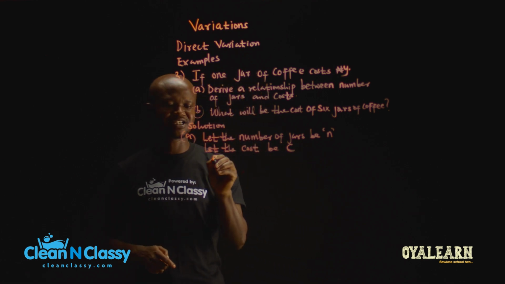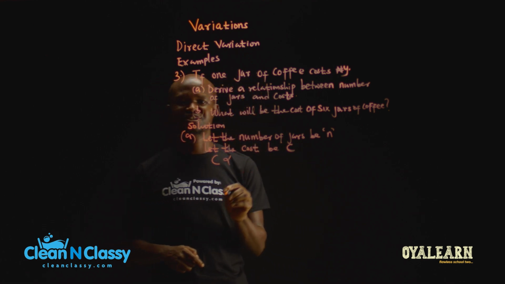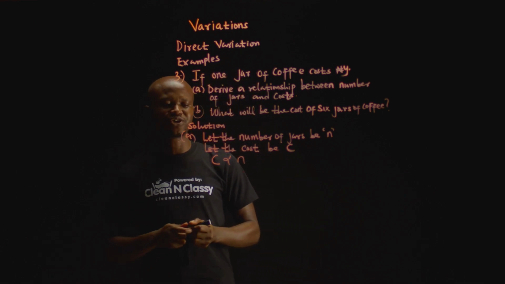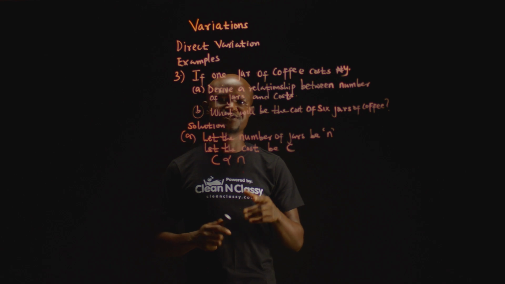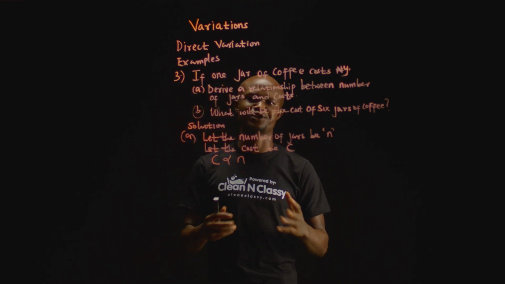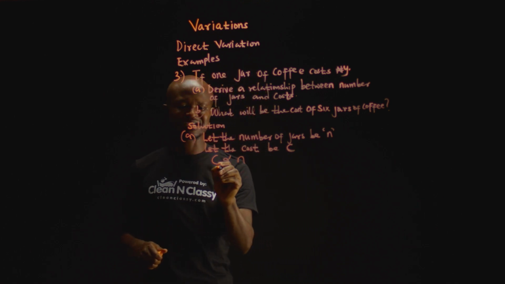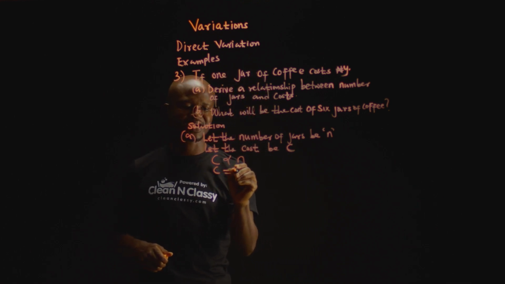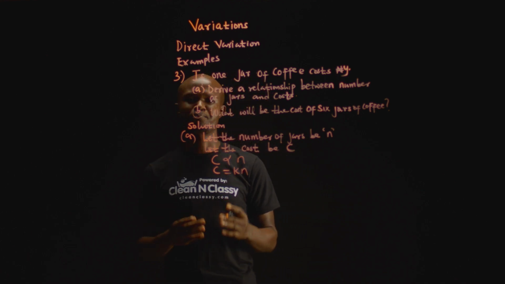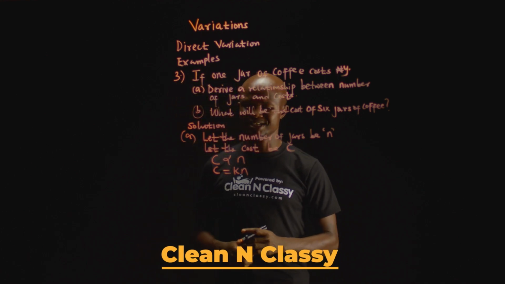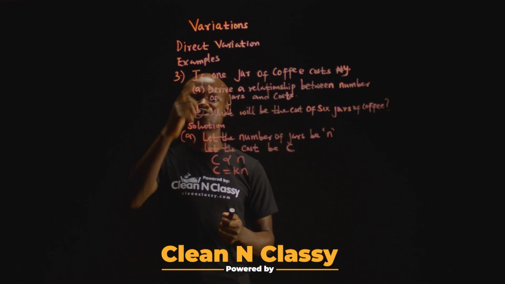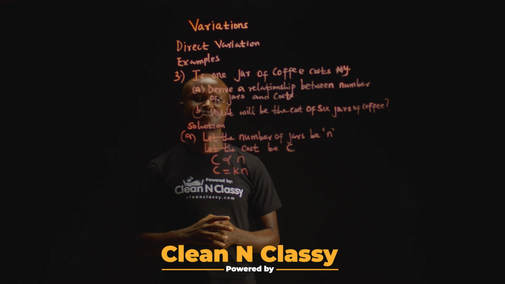Now it means that C is directly proportional to what? To n. Now we need to remove this proportionality symbol and introduce the constant of proportionality. So it means that C will be equal to what? Kn. K is a constant of proportionality. So in this case, the next thing for us to do is to go back to the first statement.